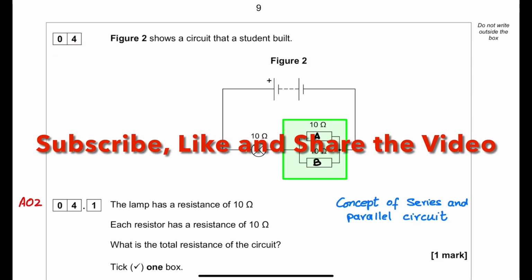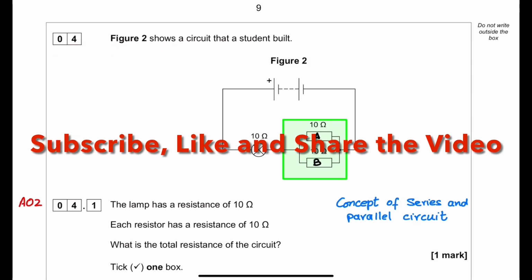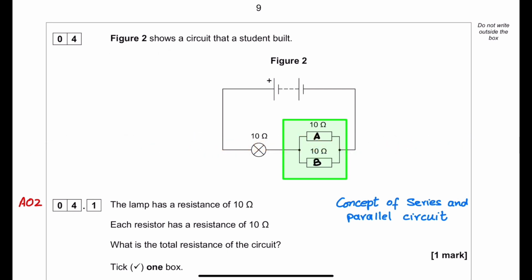Question number 4. Figure number 2 shows the circuit diagram that a student built. In figure number 2, we can see that there are two fixed resistors. Each one has a resistance of 10 ohms. I give the names resistor A and resistor B. They are parallel to each other.